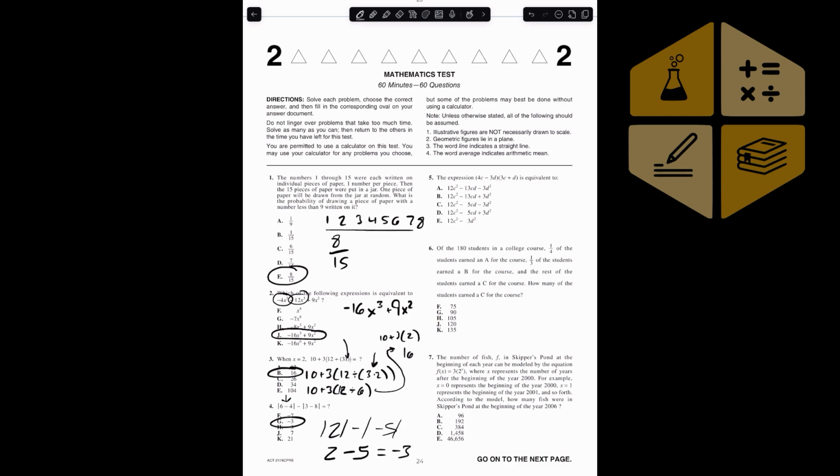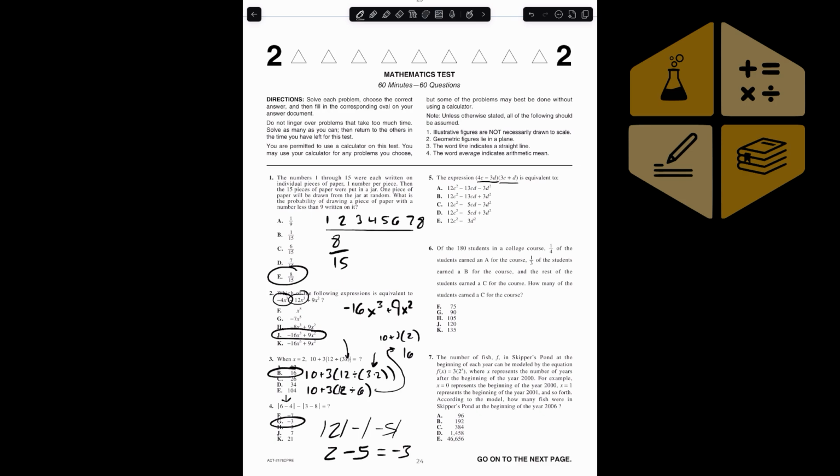Number 5: the expression (4c minus 3d) times (3c plus d) is equivalent to what? So this is similar in a way to number 2 because we're going to have to add like terms. But what this question is asking us to do is to FOIL, which means we have to multiply every number by every other number and then add like terms in the end. So FOIL is an acronym that stands for first, outside, inside, last. And it's a way to multiply two binomials together. This is a binomial because it has two terms. This is a binomial because it has two terms.